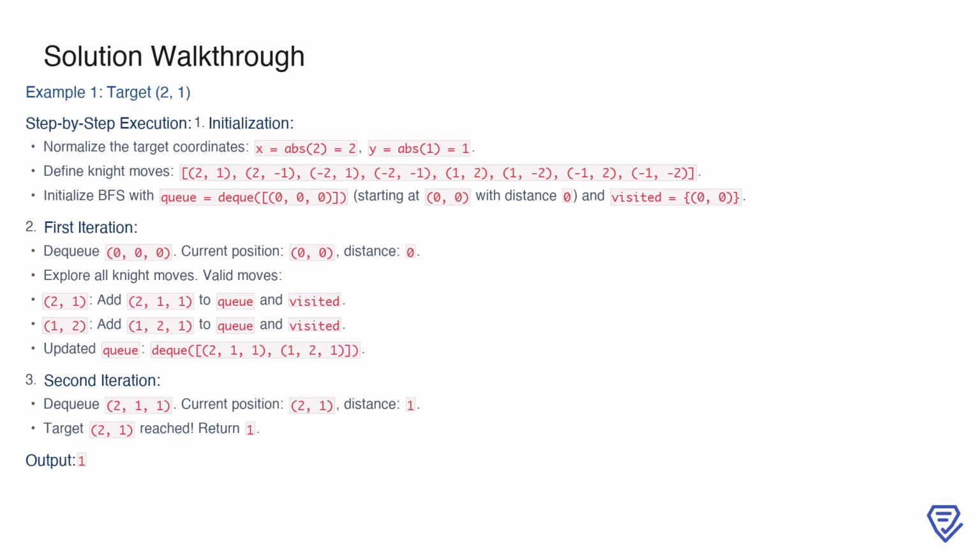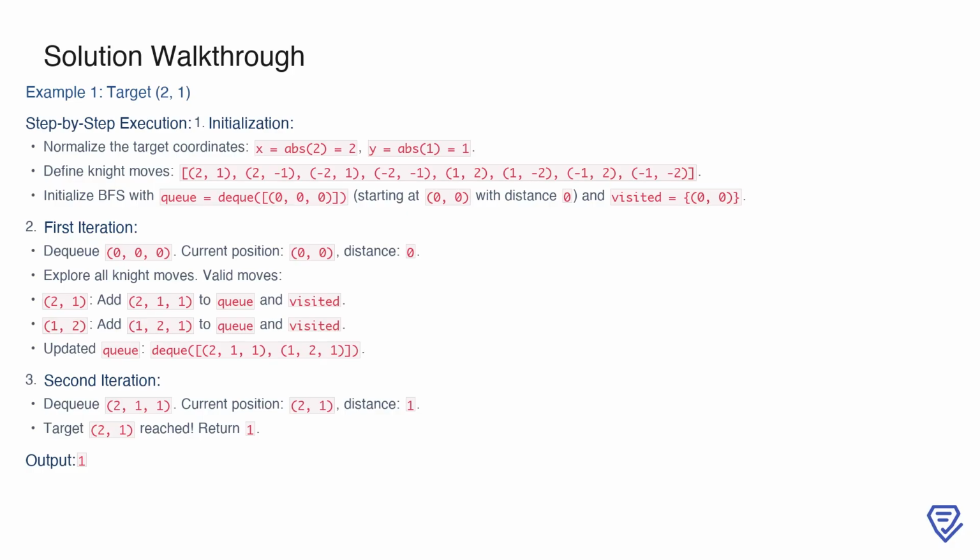Next, we define all possible knight moves, which include 8 directions such as moving 2 steps vertically and 1 step horizontally, or vice versa. To explore the shortest path, we use a breadth-first search, or BFS. We initialize the BFS with a queue starting at the origin, 0, 0, with a distance of 0. We also maintain a set of visited positions to avoid revisiting the same squares.